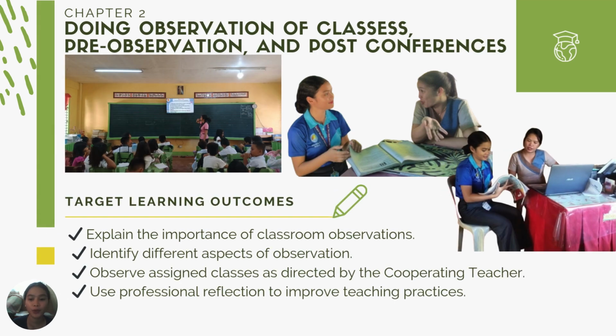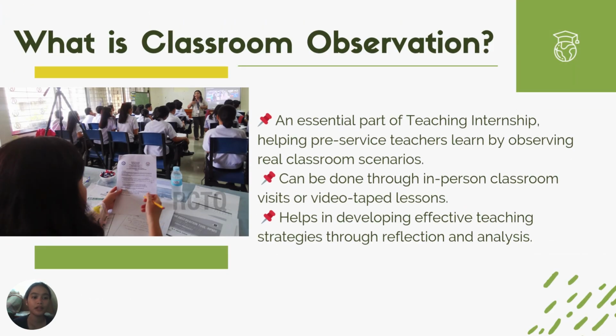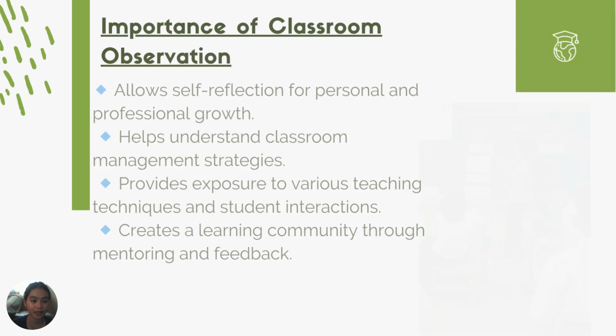Now chapter 2, we will move on to chapter 2, observation of classes and pre-observation and post-conferences. So these are the target learning outcomes you will achieve after we are learning in this chapter. So next. What is classroom observation? It is the process of systematically watching and analyzing classroom activities to improve teaching effectiveness.